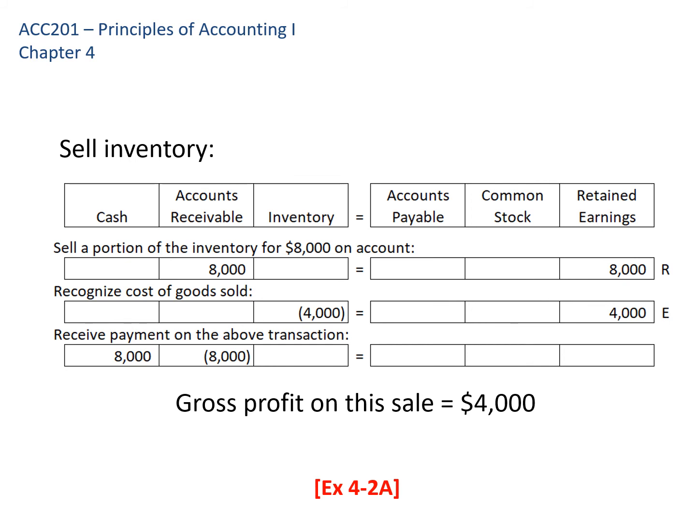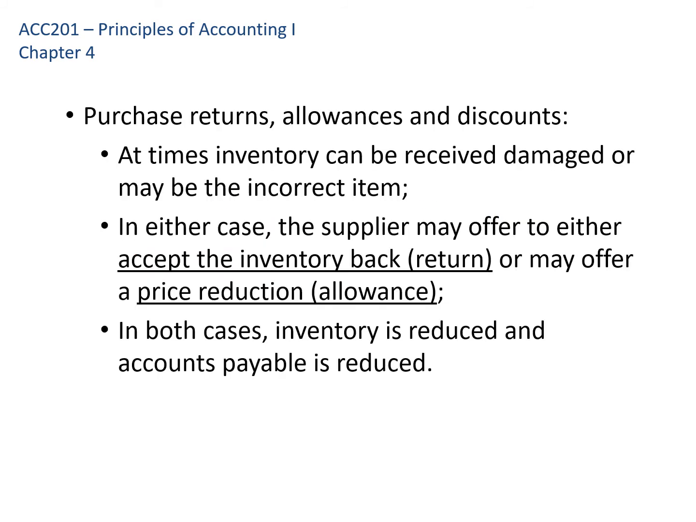So in this case, I have a gross profit of $4,000 on the sale. Sale price minus cost. Now, sometimes we'll receive inventory and it's either damaged or it's the incorrect item, and we'll call the supplier and say, okay, this is a problem. Maybe we buy a bunch of Econ 201 books from PLU and they arrive and they're all damaged or they got rained on or something like that.